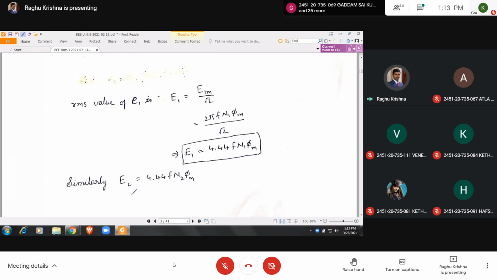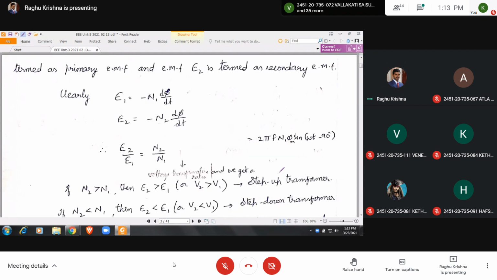Similarly, you can get E2 equal to 4.44 f n2 phi m. So here you can see for E1 you have n1, and for E2 you will be having n2. So E1 by E2 is equal to n1 by n2, or E2 by E1 is equal to n2 by n1.